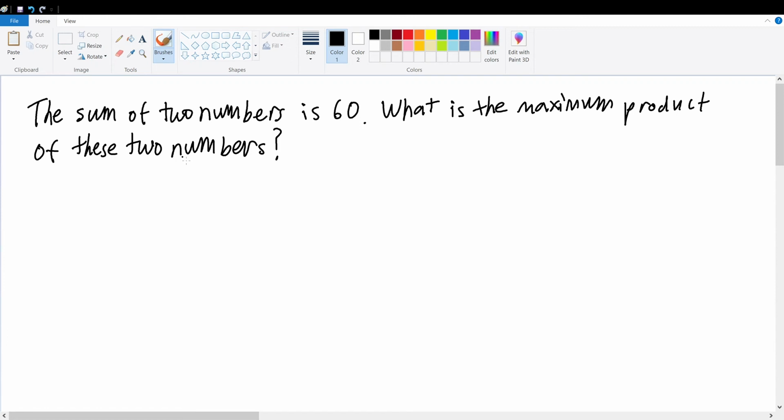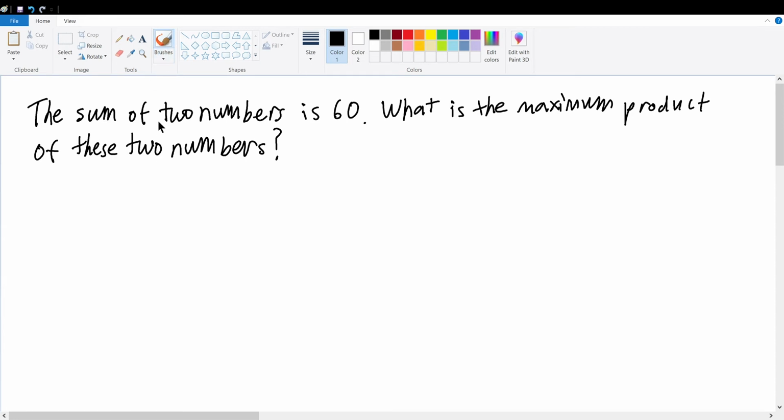Today we're going to be doing another optimization problem. The sum of two numbers is 60. What is the maximum product of these two numbers? And likewise for how we did in the previous one, it is always good to assume the quantities for which we're trying to solve for.